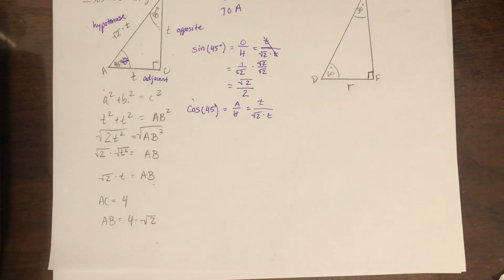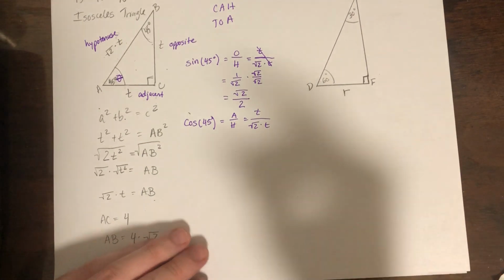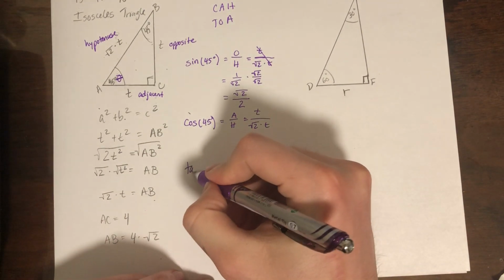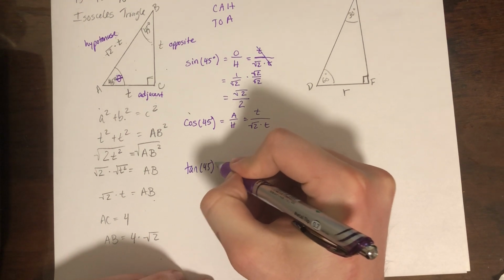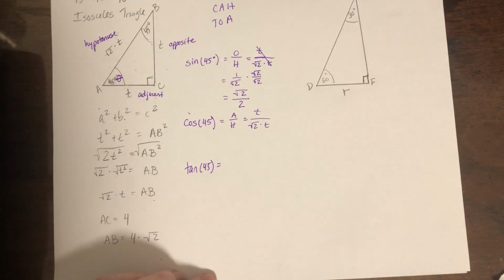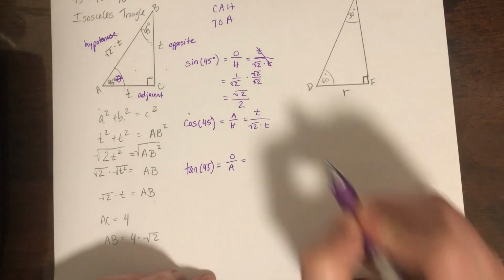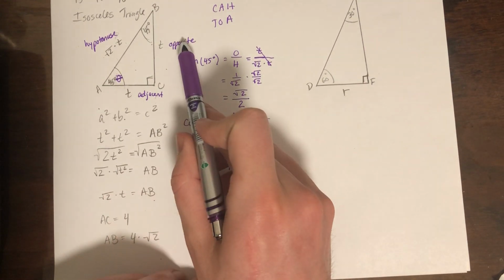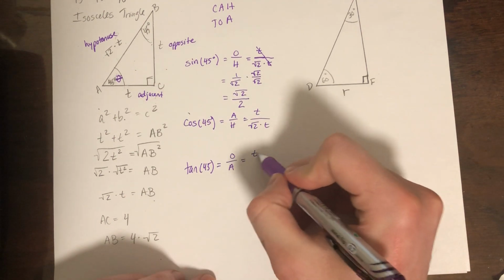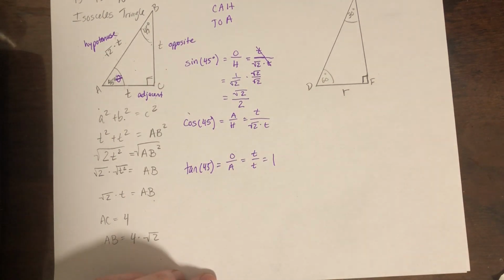Tangent, however, will be a little bit different. So tan 45 is going to be equal to opposite over adjacent, which will be t over t, or just 1. That one was pretty simple.